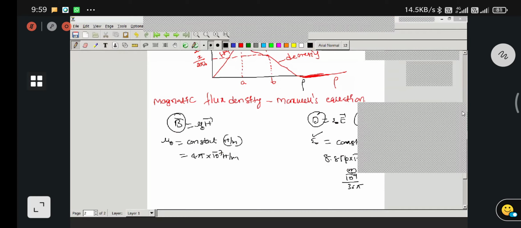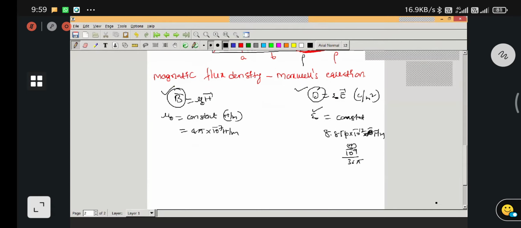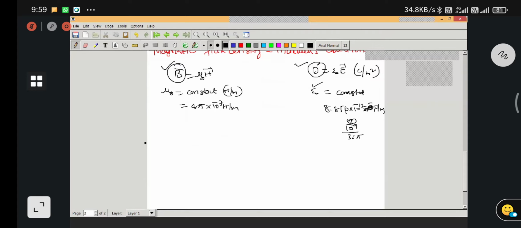Next one. This is the magnetic flux density. This is the electric flux density. Today we call it electric flux and magnetic flux. Electric flux, we can derive it also. Flux equals to that's electrostatic. Just comparing the electrostatics and magnetostatics.